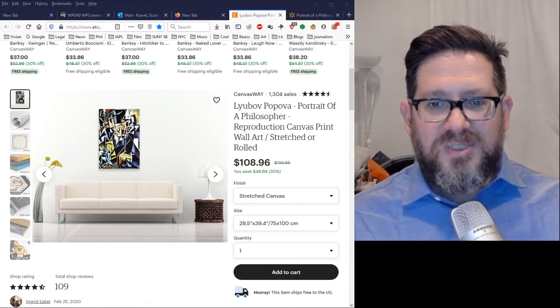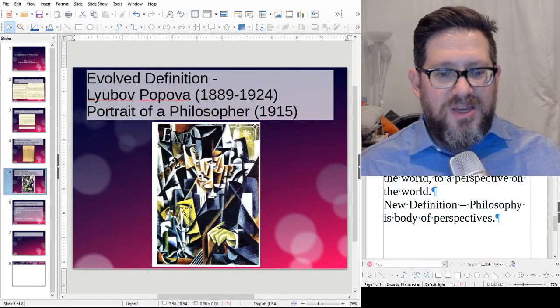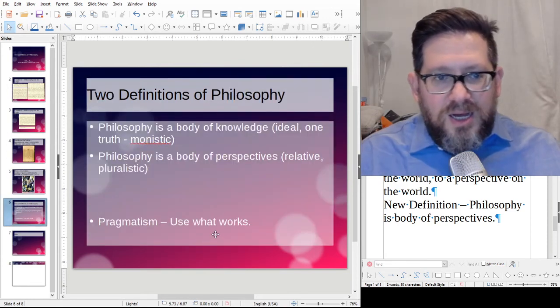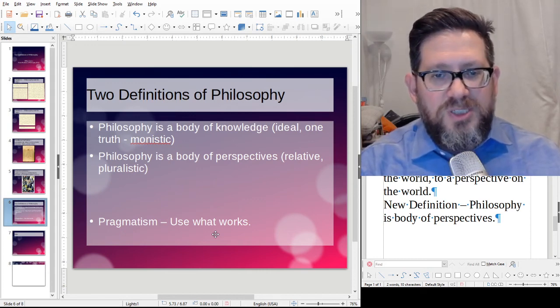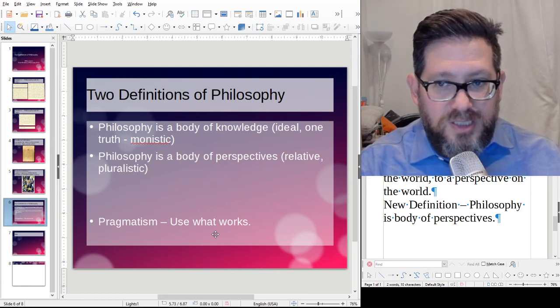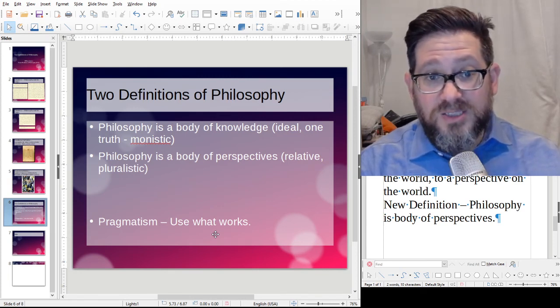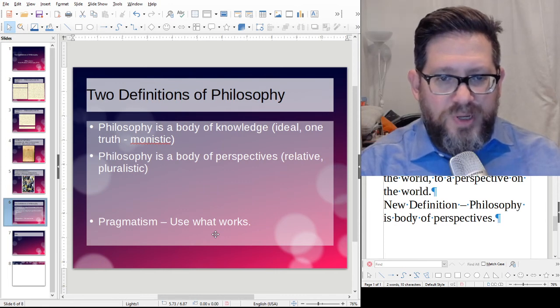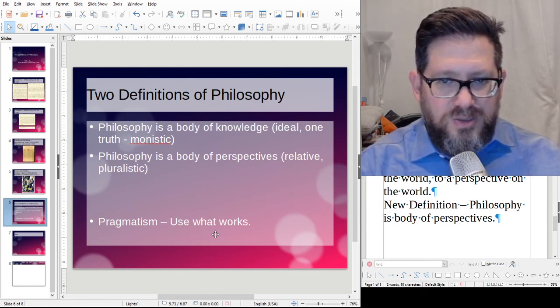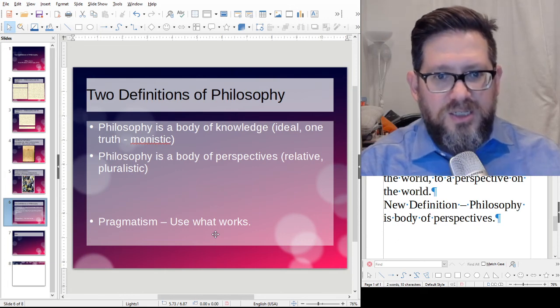Okay, let's get back here and continue for a moment. So we have these two definitions of philosophy. We have philosophy as a body of knowledge, which is ideal and monistic. It's what makes something what it is. It's one truth. On the other hand, we have philosophy as a body of perspectives. There are many perspectives, and each perspective is relative to a different standpoint or attitude. And so we move into this pluralistic domain.